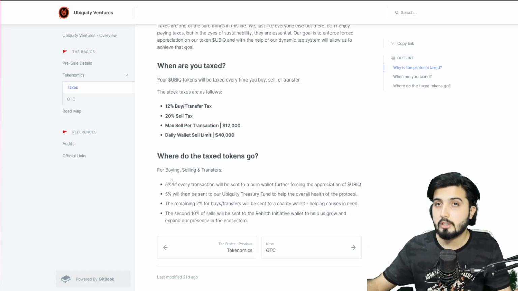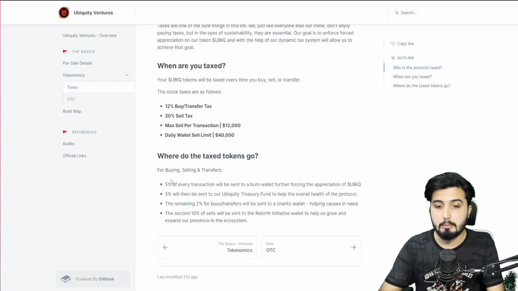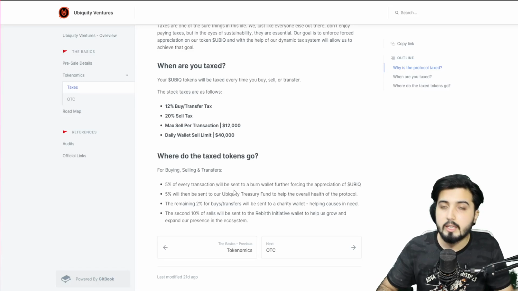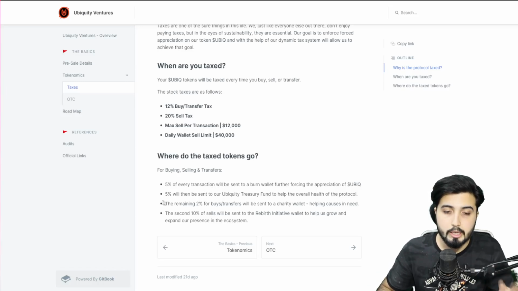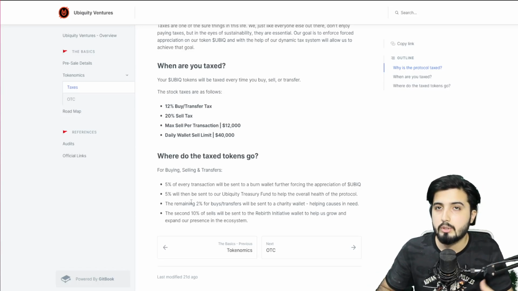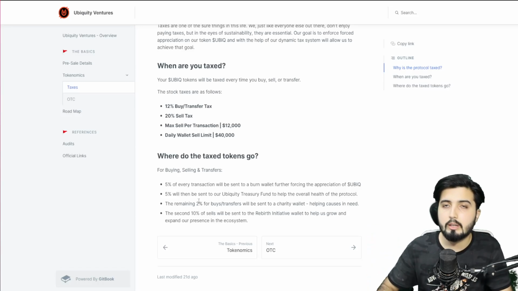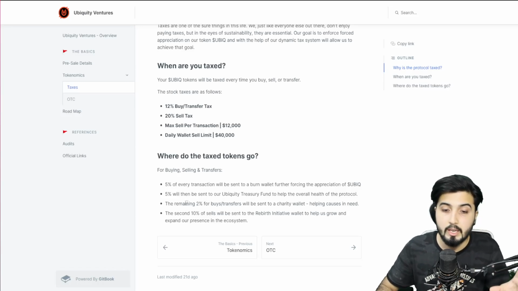So 5% of every single transaction that happens, whether it is a buy or a sell, is burned. It is taken out of circulation, which appreciates the value of the UBIQ. 5% is sent to their treasury, and it increases the overall health of the protocol in whatever way possible. The 2% that is remaining is used for charity, which I think is really wise.